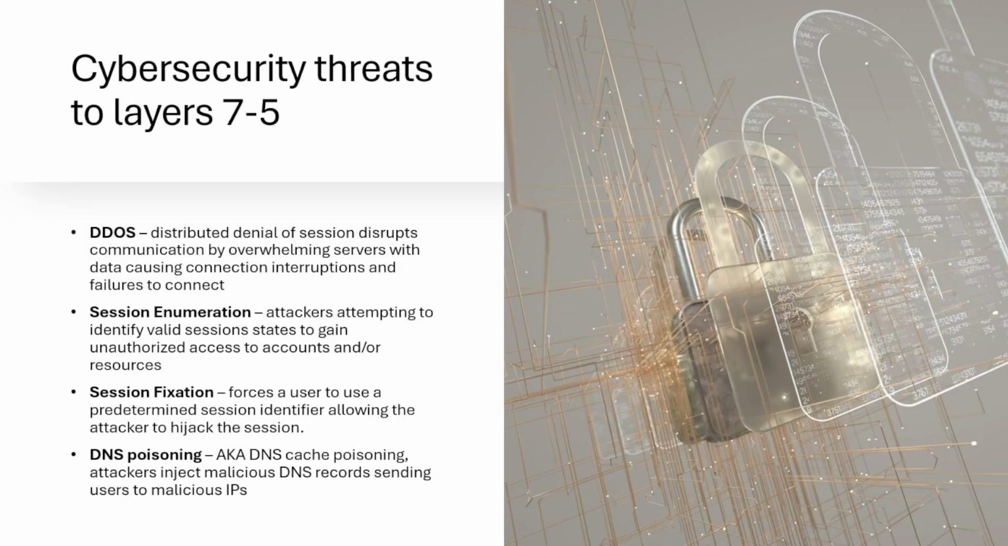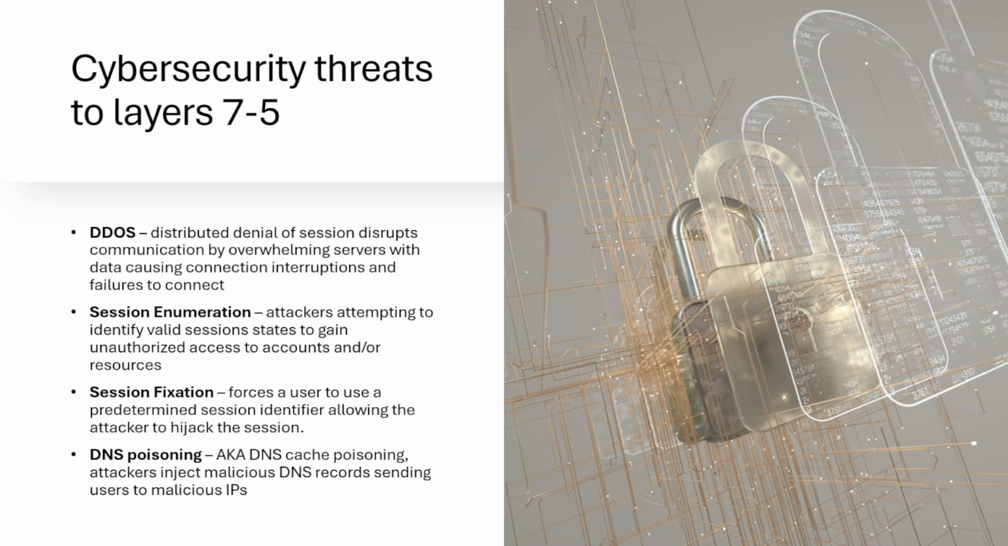Cybersecurity threats are the biggest issue today when it comes to IT. So for layers 7 through 5, I've listed just a few cybersecurity threats that I wanted to focus on that affect these layers. DDoS, a distributed denial of service attack, which overwhelms servers and data centers and prevents communication or causes excessive lag and interruptions. Session enumeration is where attackers attempt to identify valid session states to gain unauthorized access to accounts and/or resources. This can occur at layer 5, DDoS at layer 7.